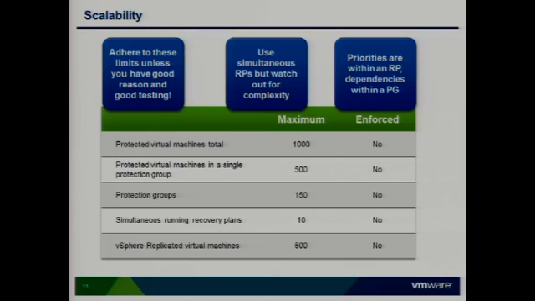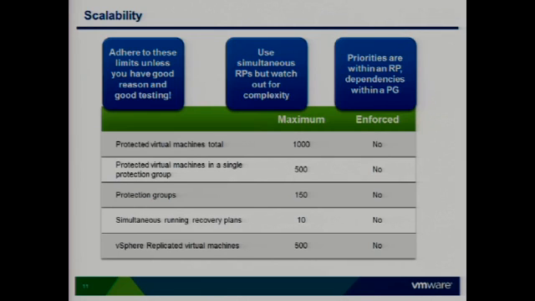Scalability. Some of the scalability limits for version 5 have changed. Some of them have not. The key thing here, I think, is we have 1,000 virtual machines per instance of SRM, of which 500 may be vSphere replication. So we can have a maximum of 500 virtual machines replicated with vSphere replication, 1,000 total. The cool one here is the simultaneous running recovery plans is 10.